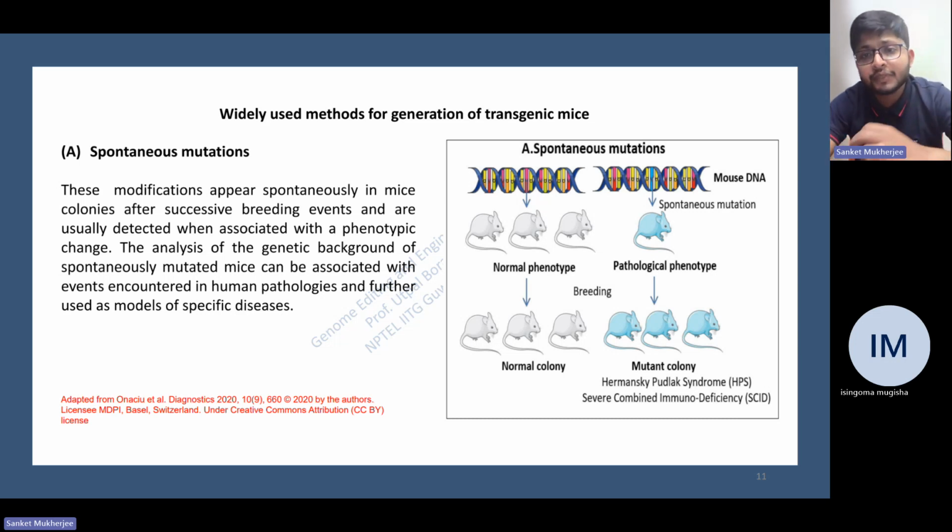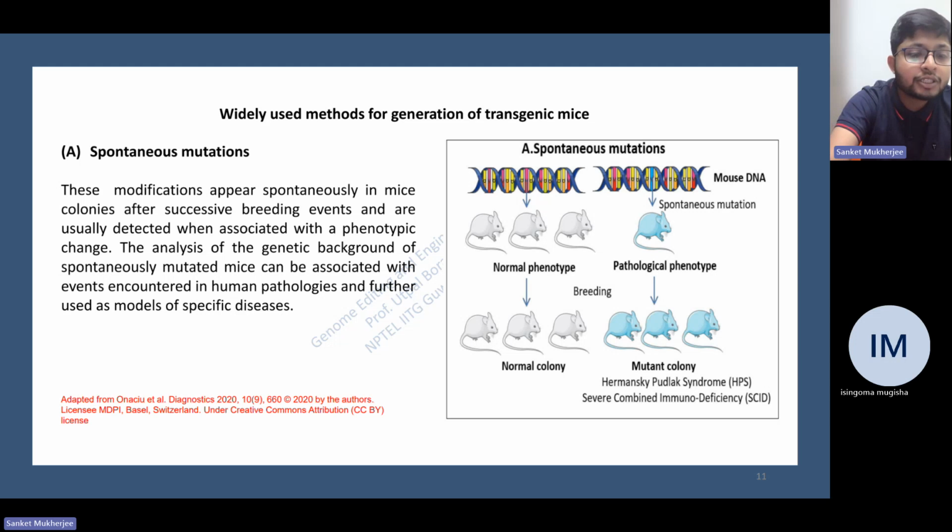So, very like in the case of humans, we have spontaneous mutational events. Similarly, in mice also, there could be spontaneous mutation events that could also be induced by using certain mutagens, and that would essentially give you a pathological phenotype. That's the idea, and those are disease mice essentially. So we have a lot of mice models which are generated using spontaneous mutation.